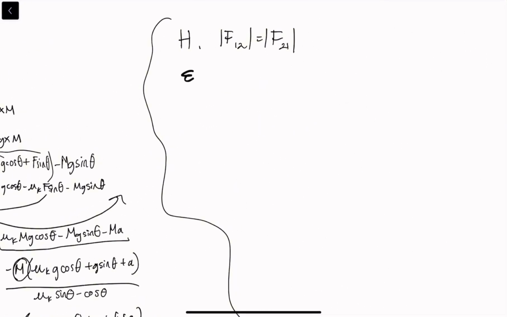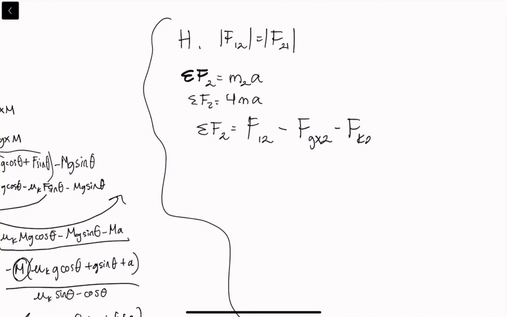So let's just look at the net force of block 2, which is equal to the mass of block 2 times acceleration. And the mass of block 2 is just 4m. Further, the net force of block 2 is also all the forces pushing up on it, which is only the contact force from block 1 onto block 2. And then all the forces pushing downward, which are FGX of block 2 and FK of block 2. We can go ahead and set these as equal to each other. And then we can expand.